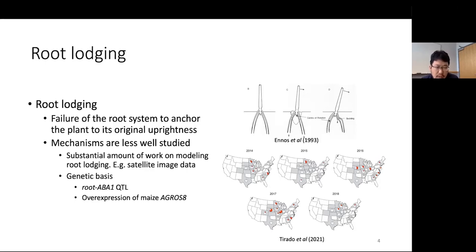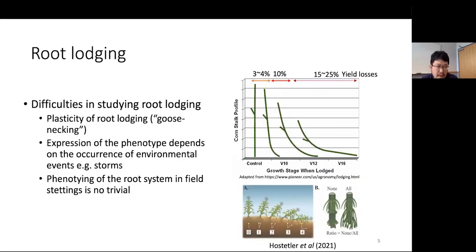So far, we know that there's one QTL in maize called root ABA1 that has been identified and validated. And we also know that there's one gene called maize agro8. The overexpression of this gene can lead to root lodging. So some reasons why root lodging is less researched than stalk lodging are that the trait is plastic. So there's plasticity of root lodging. When root lodging happens, some of the genotypes are able to partially recover from root lodging through a phenomenon called goose necking. That is demonstrated on the top figure here.